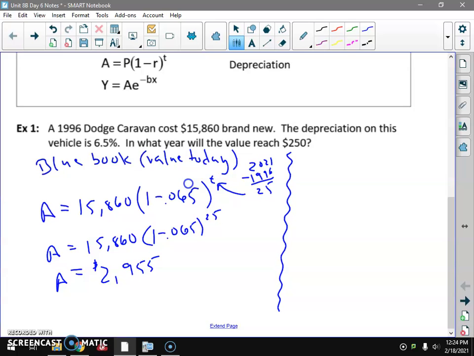that's a typo. I should have said, when is the value of the car? Well, we can go 250. That would be like salvage value, when it's worth just kind of scrap. And I'm going to do it the other way. Instead of using the 1 minus r, I'm going to use the PERT.